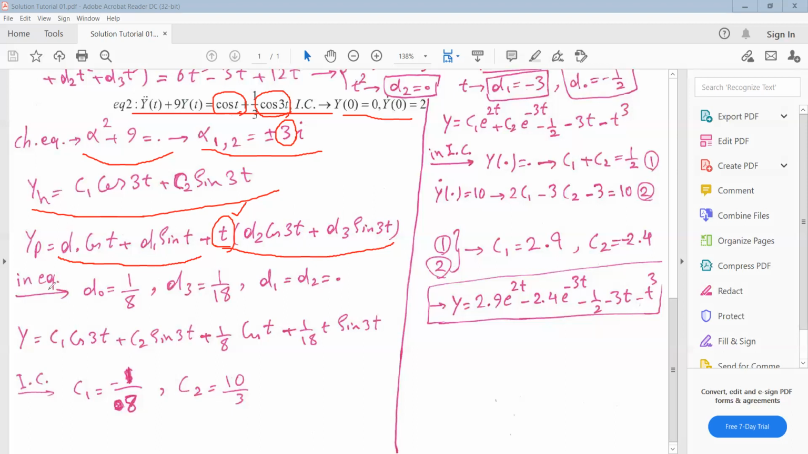So we can plug this YP into the main equation, similar to part A, and obtain D0, D1, D2, and D3. And finally, by using the initial conditions, we can obtain these two constants, C1 and C2, which are the coefficients in the homogeneous equation. Okay. Any question? If it's clear and you don't have any question, we can wrap up this session.